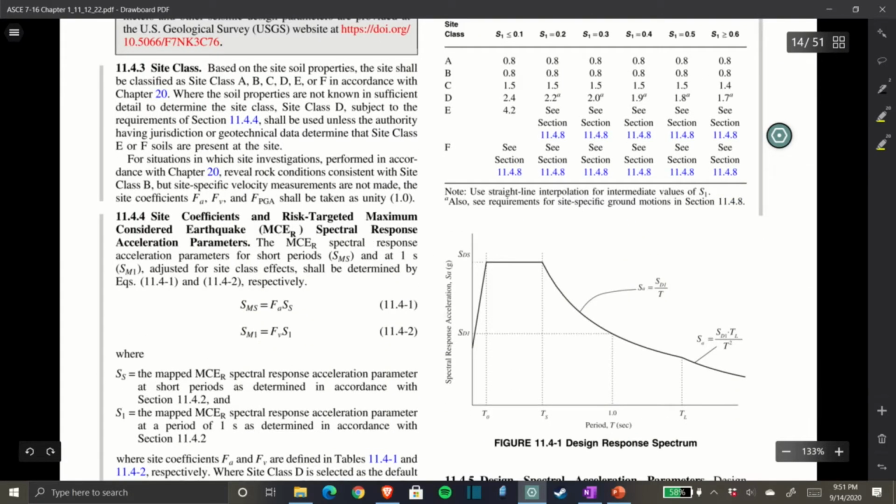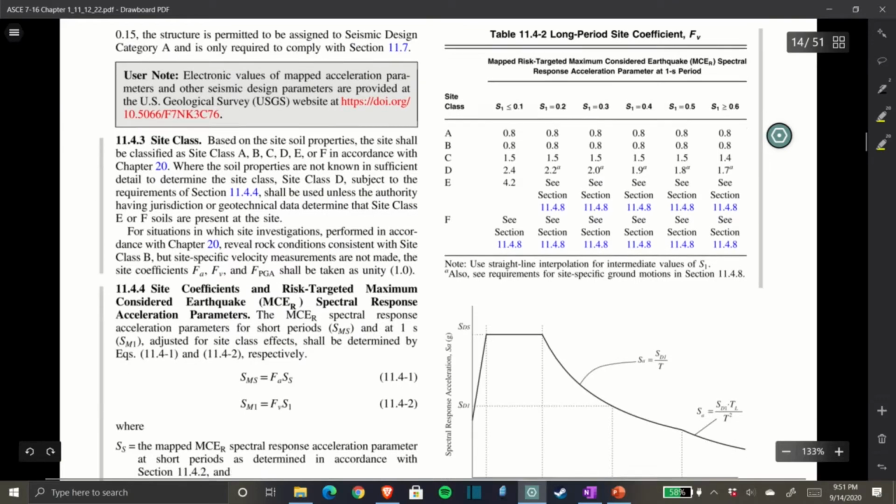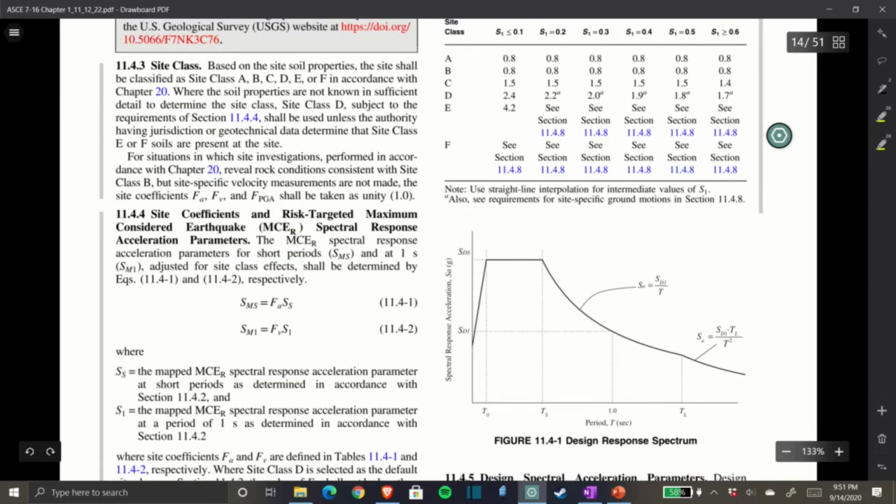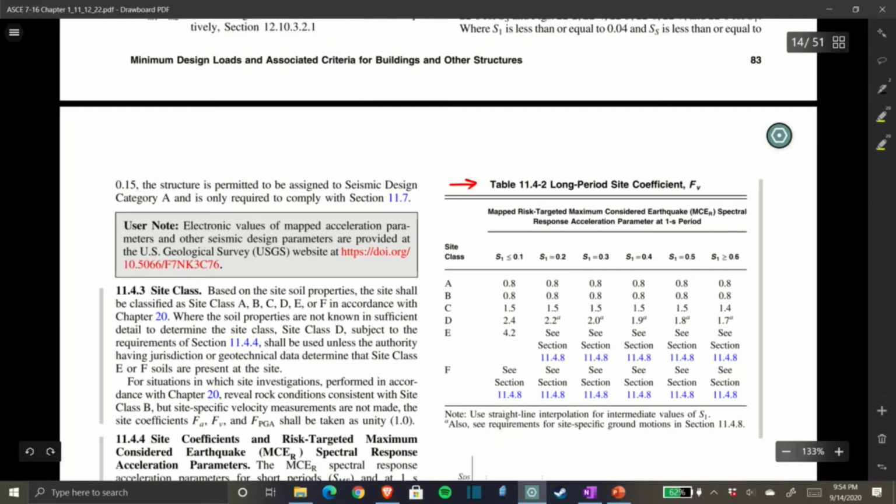I know this looks super familiar to you guys. We just did a 3-parter last time, so you guys are pros already. So let's get going. We just start at the very beginning here. We need SMS and SM1, and in order to get those values, we need FA and FV. So here we are, Table 11.4-2. Let's find FV first. We have our site class of D, that's already given, and we have an S1 of 0.4.